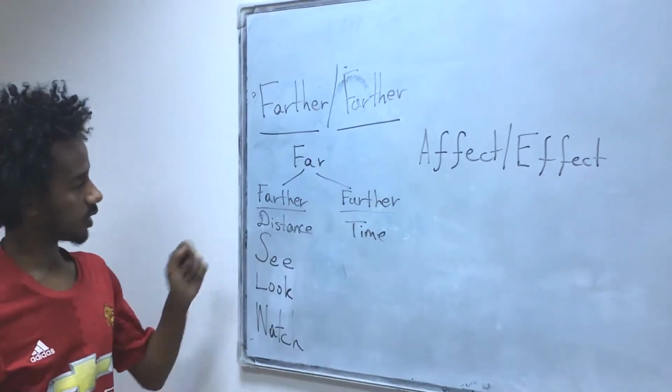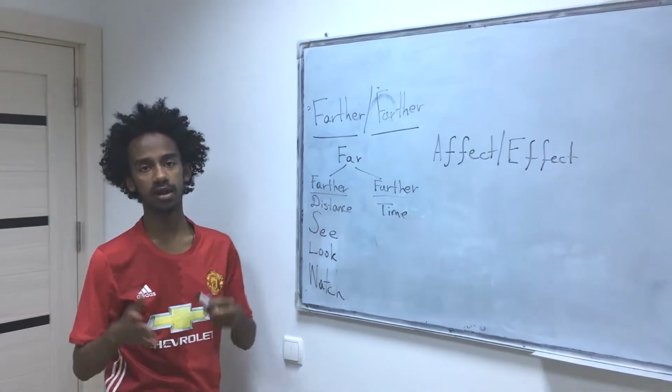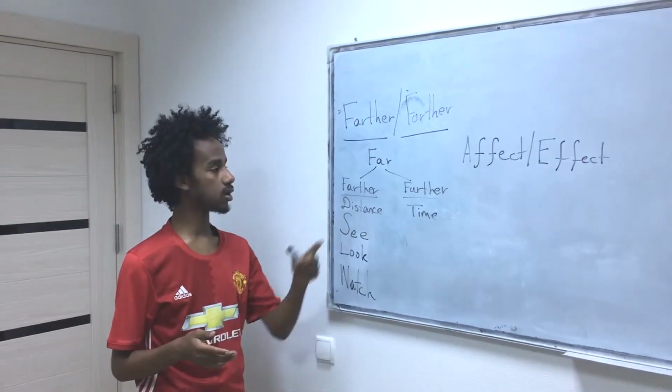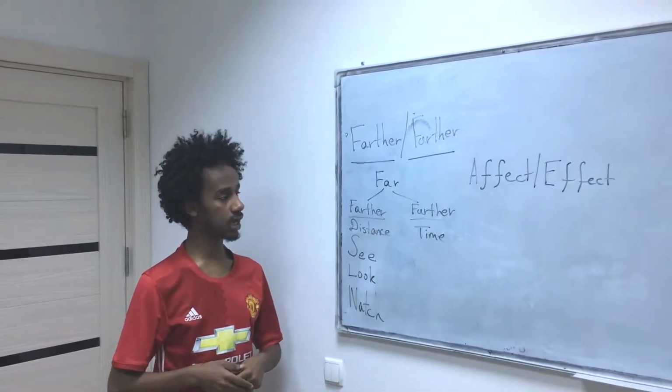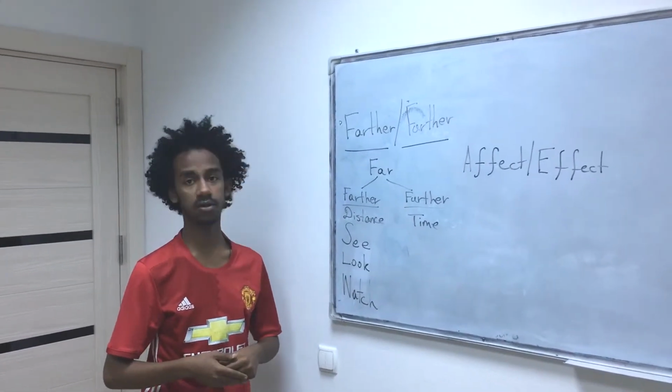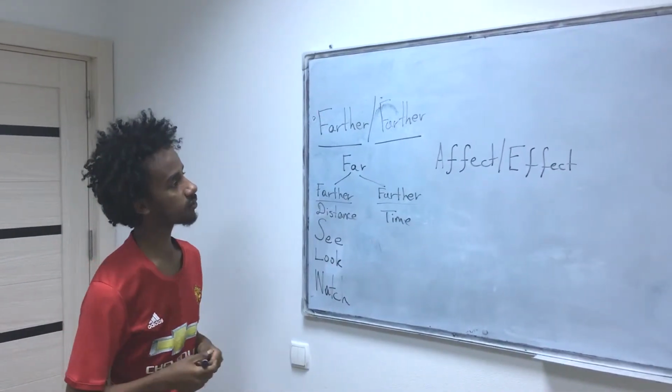For example, when we say this, the farthest planet from the sun is this one, or if we use this one, we would say the train progressed without further delay. So that would be the basic difference.